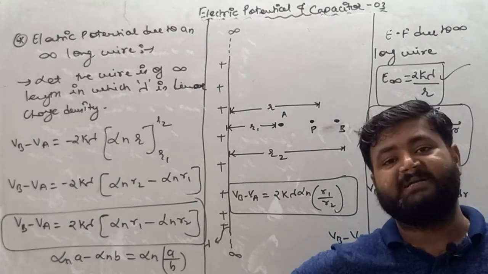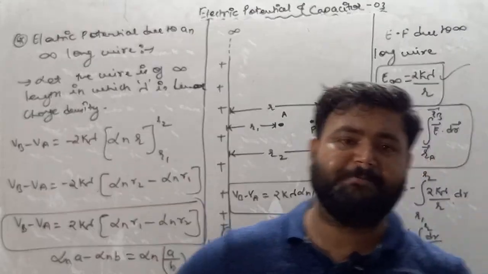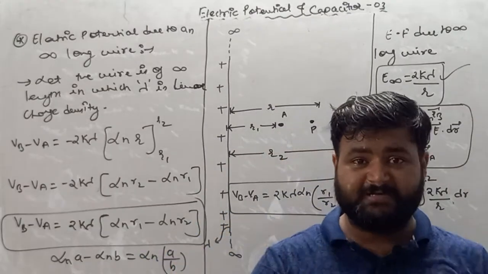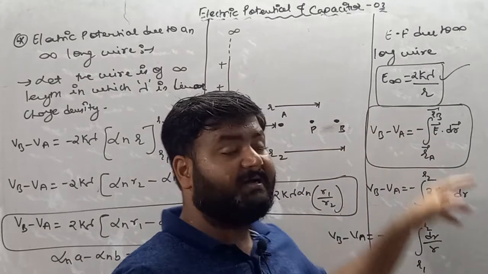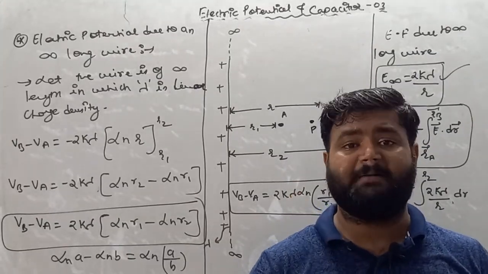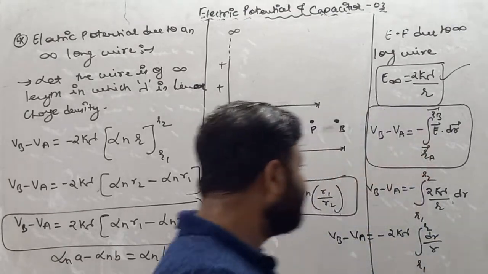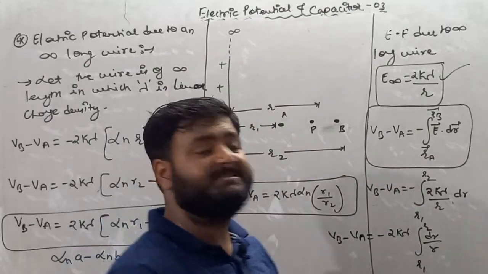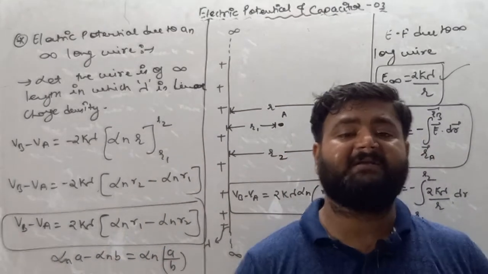In the next class, we'll discuss some more numericals and some more derivations. I hope you all are making proper notes. Try to understand each and every topic. And you are seeing that now the first chapter is connected with the second chapter, as you must know the electric field due to an infinite long wire. Only then are you capable of finding the electric potential difference between two points due to an infinite long wire.